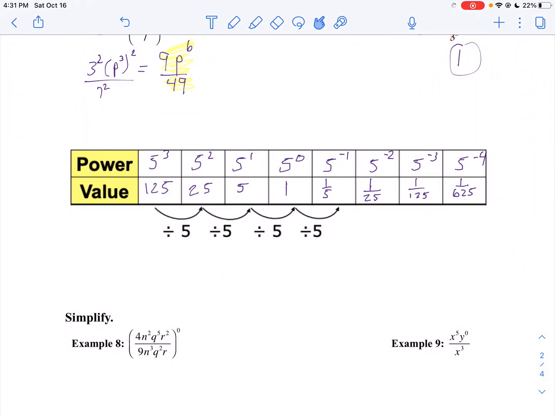Number 1, anything to the 0 power, I'll call it x. X to the 0 power is 1. Anything to the 0 power is 1. And then notice 5 to the negative 1 is the same thing as 5 to the 1st, except it's the reciprocal. A negative exponent means reciprocal. So if I have x to the negative a, what I'm going to do is take the reciprocal of that and say 1 over x to the a power.